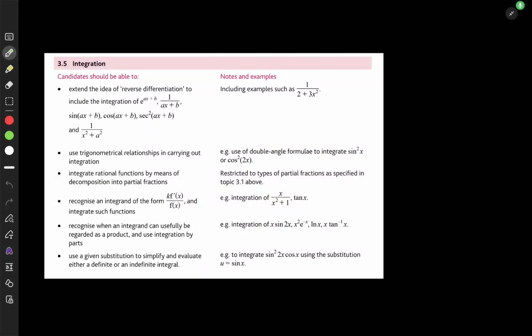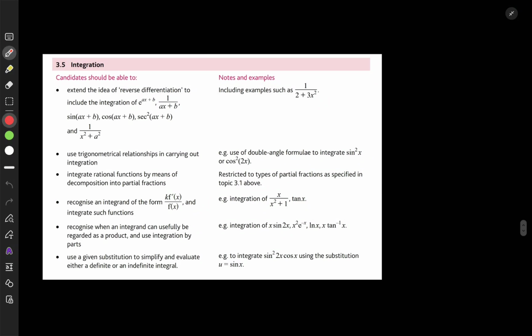We are going through the fourth thing. And this fourth thing, what does it say? It says recognize and integrate. We've done 1, 2, 3. Now we're at 4, of course, which says now recognize an integrand of this form.